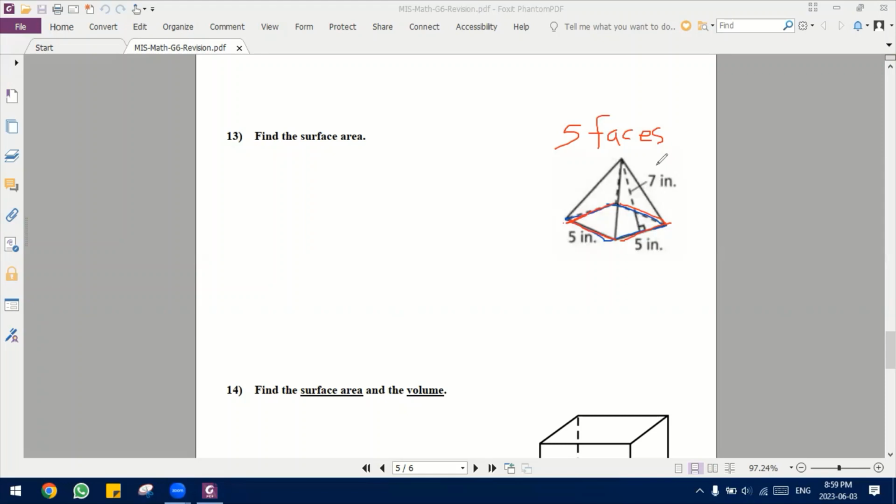Let me remind you that surface area means you need to find the area of each face and then add them. So here I have 5 faces. I need to find the area of all the 5 faces, then we add them. Okay, first of all, let me start with the base. The base is a square. Let me draw a square here. And then let me put the numbers on the square. We have 5 by 5. Now, do I have another square? No, I have only one square. Let me write the area of it. 5 times 5 is 25 inches squared.